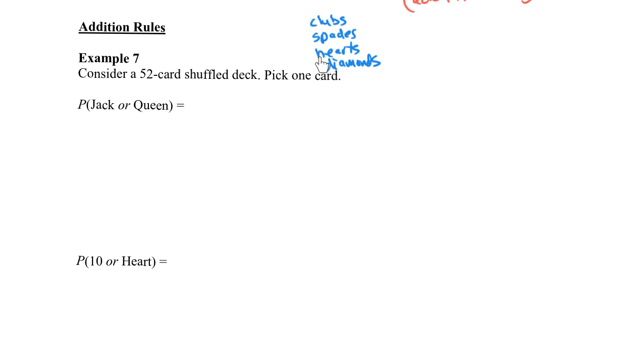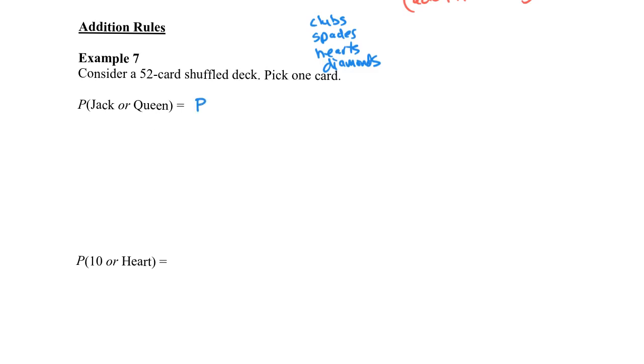So there are 4 suits. Each suit has 13 cards, right? So 13 times 4 gives us our 52. So we're going to consider a 52 card shuffled deck. We're going to pick one card, and we want to know what is the probability that we get a jack or a queen. Probability jack or queen.